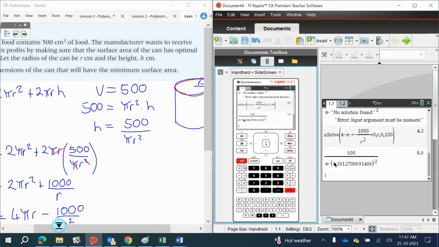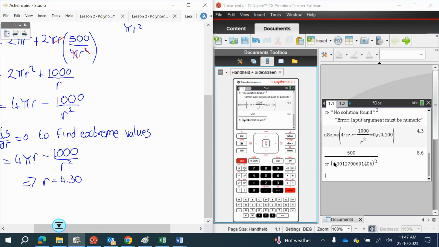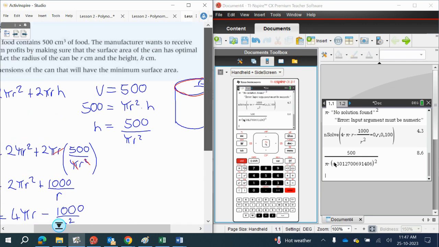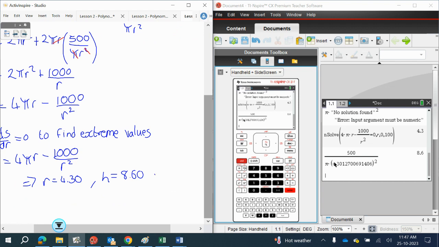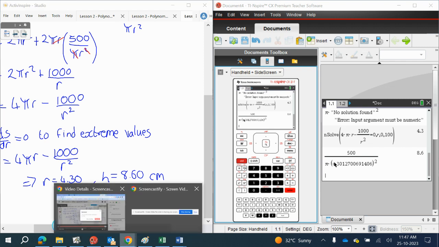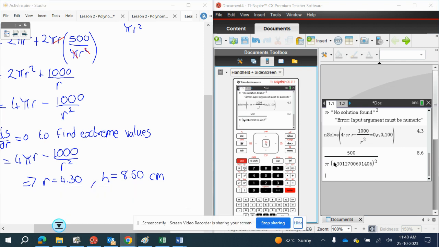I get 8.60. So h equals 8.60 units. Centimeters. I got 8.61. Oh, but I didn't put in the 4.30, because I graphed it. Oh, okay. So maybe I should have done it using the exact value.